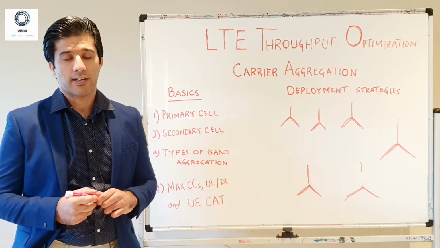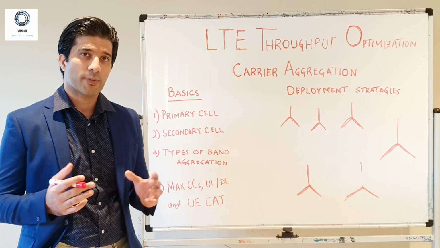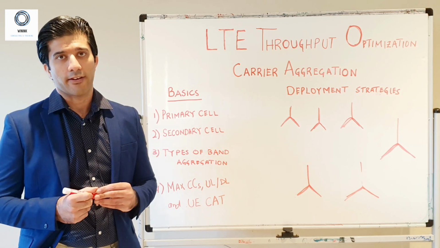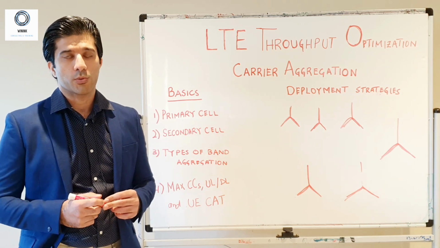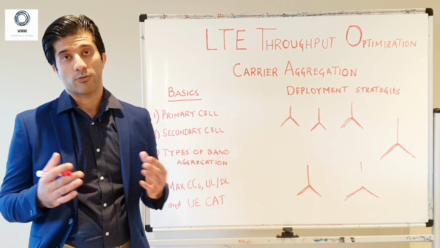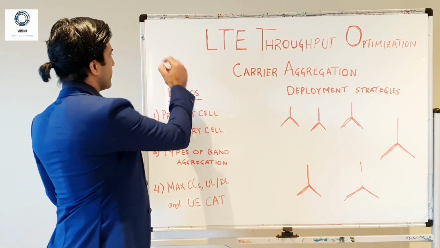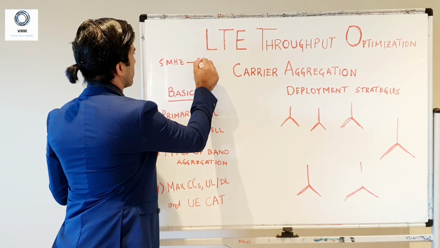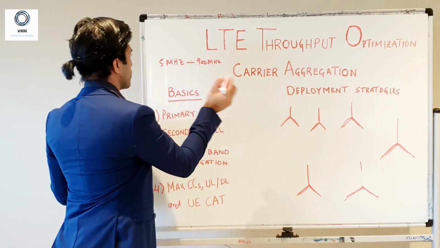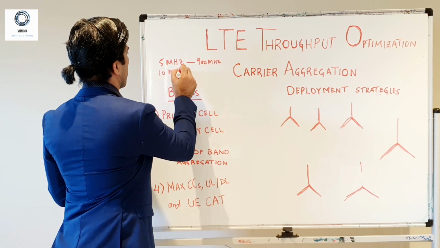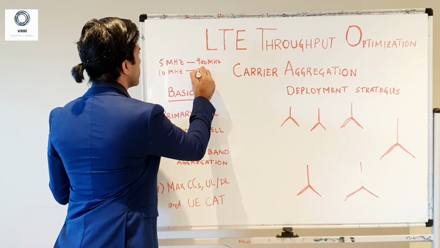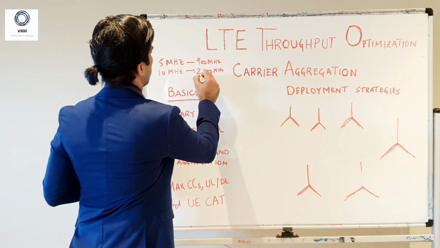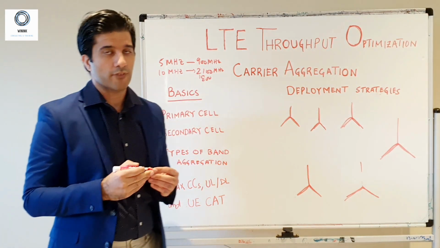Carrier aggregation is basically a technology aspect in LTE and in LTE Advanced, where you can combine two RF carriers to provide more throughput to the mobile in question. For example, you have one 5 megahertz RF carrier in the 900 megahertz band, and you have one 10 megahertz carrier in the 2100 megahertz band, or in 1800, or in whatever is the case.